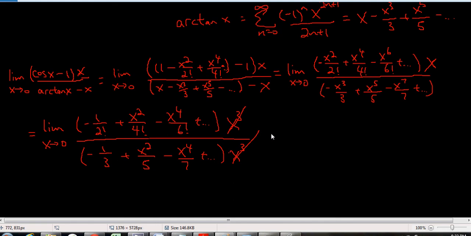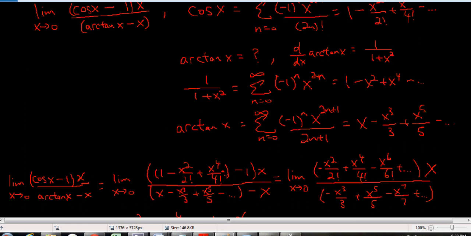So I'm left with, if I apply the limit, this term and this term stay, and everything else goes to 0, right? Because everything else will have x in it and will go to 0. So I get negative 1/2, because 2 factorial is 2, over negative 1 over 3. And that's just 3 over 2. Alright, so that would be my solution.